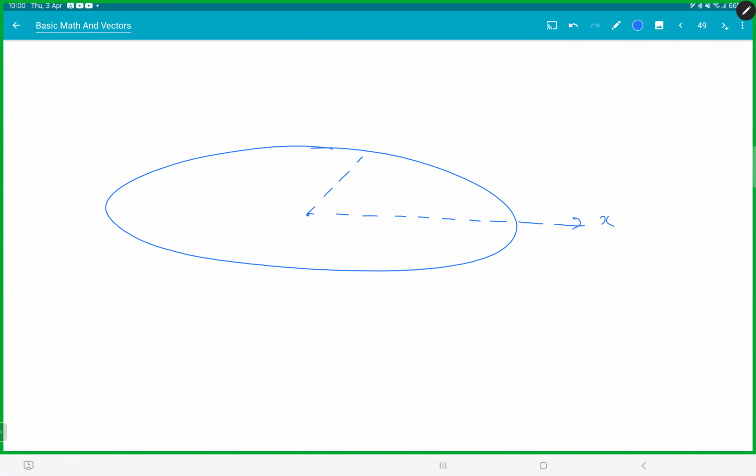This is X. This is Y. So this point P is somewhere in the air here. You dropped a perpendicular onto the floor. This was point B. This was point A.